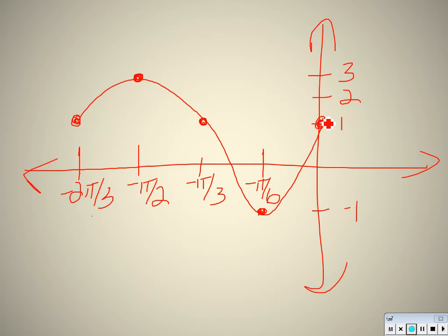So for the sine graph, this left side arrow is going to point down, this right side the arrow is going to point up. So that's what my graph for part B looks like.